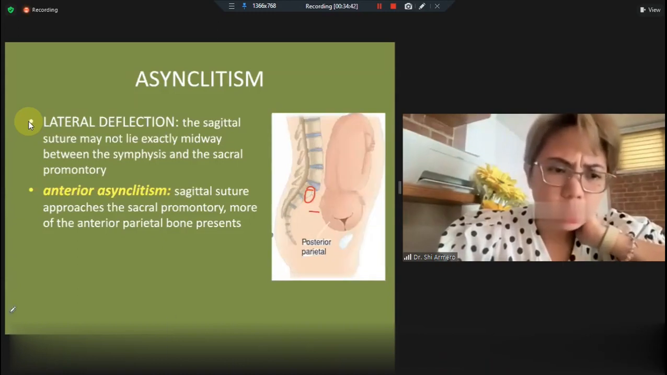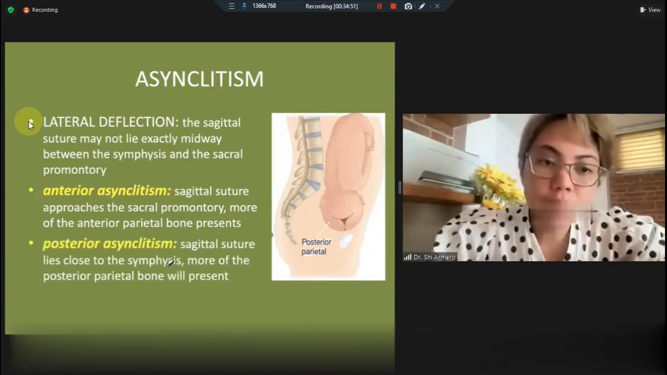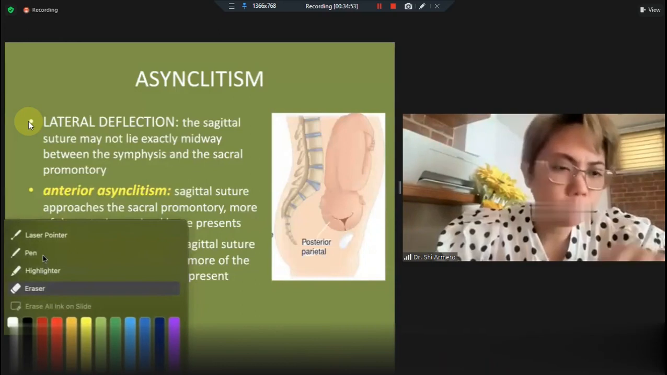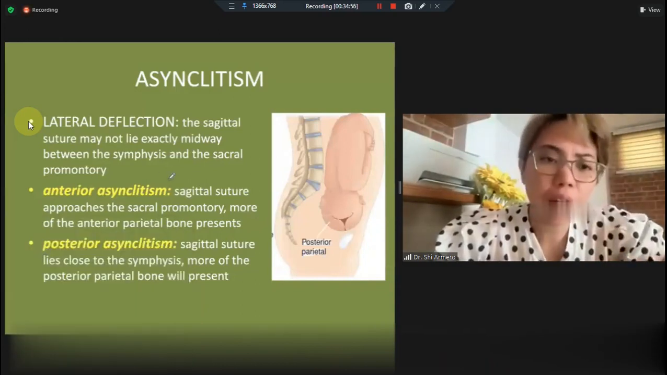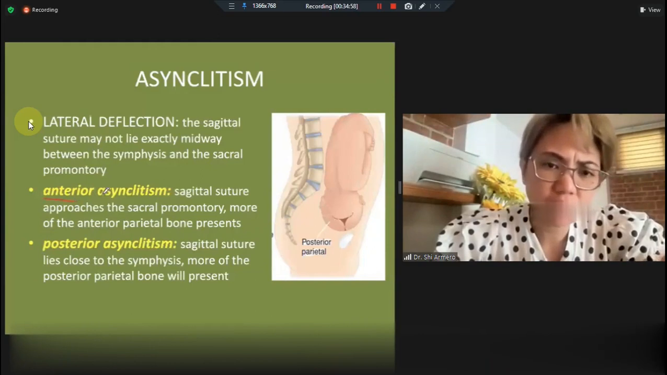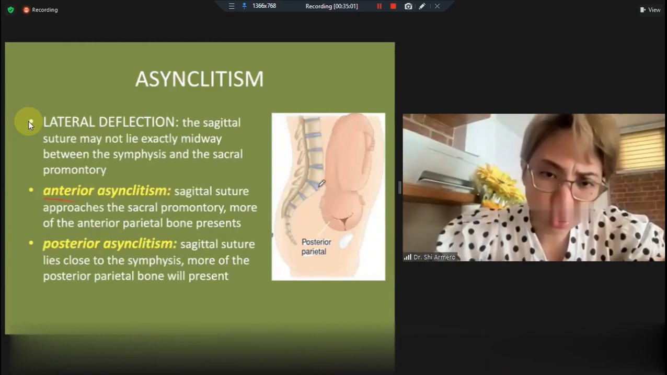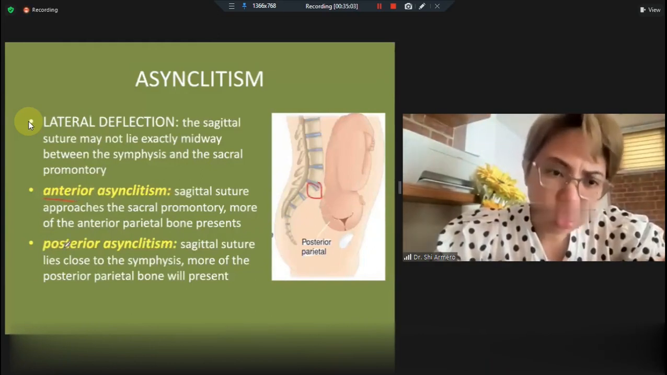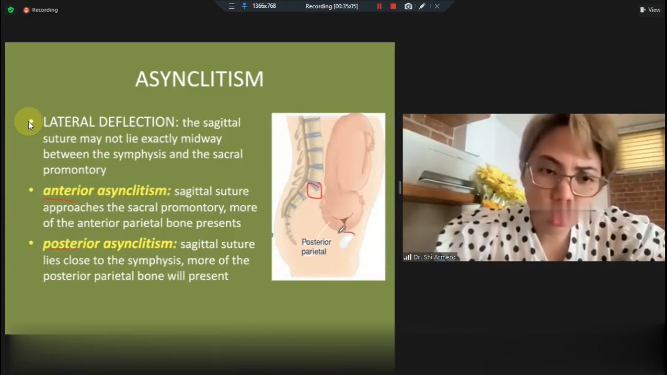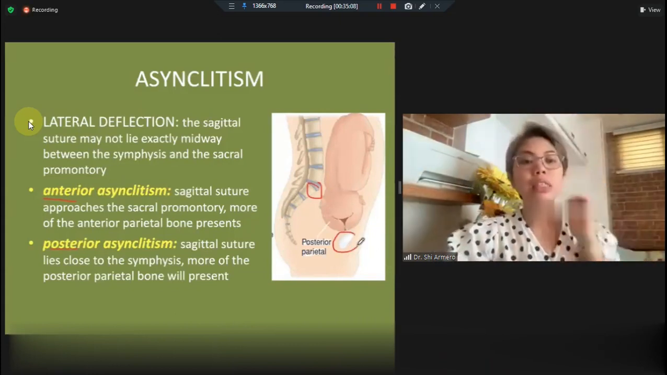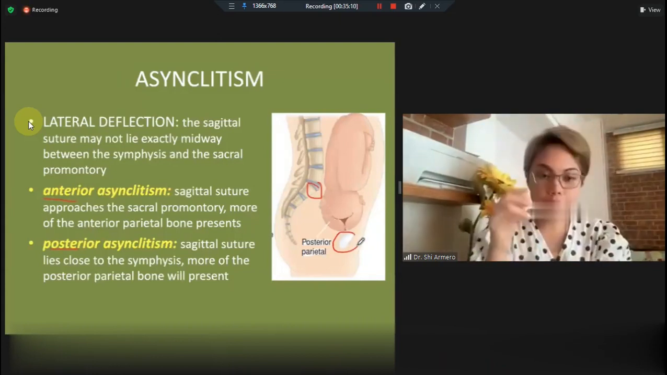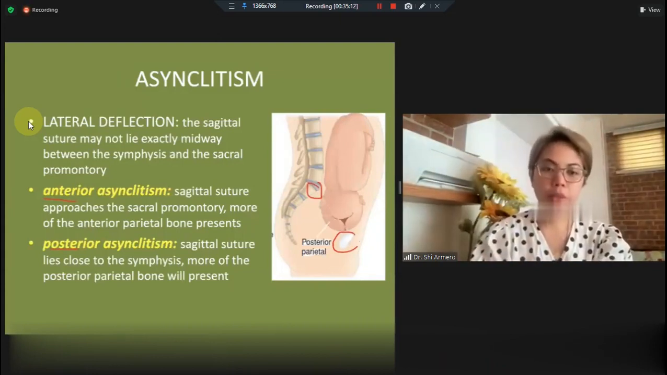In comparison to, delete ko muna to, para hindi magulo. Posterior asynclitism, the sagittal suture is close to the symphysis. Medyo baliktad nga eh, but that's really how it was defined by the book. Si anterior, ang sagittal suture is close to the promontory. Si posterior, sagittal suture is close to the symphysis pubis. So these deflections may affect the progress of labor. As long as the deflection is not severe, it should not cause a problem.